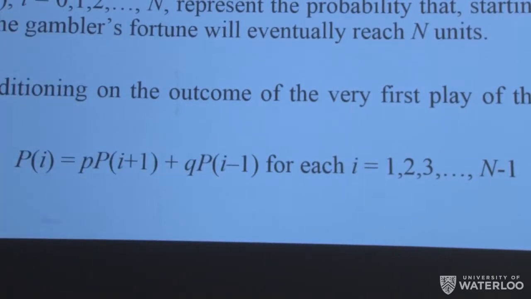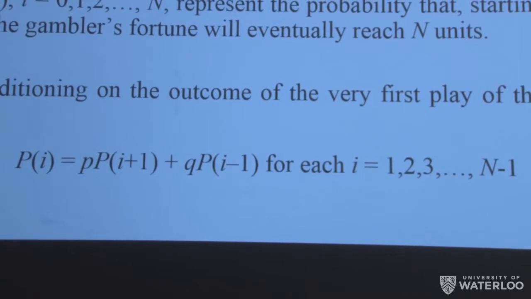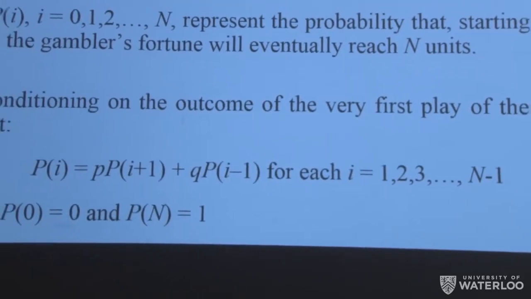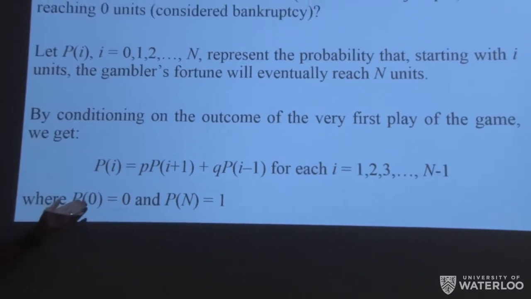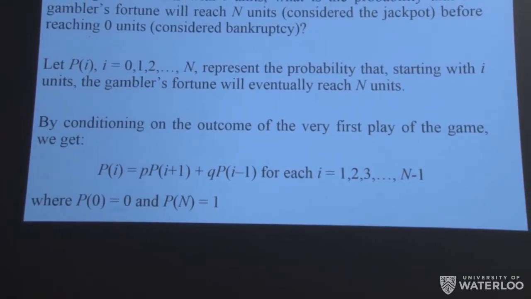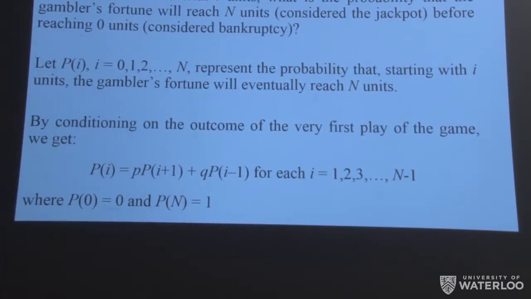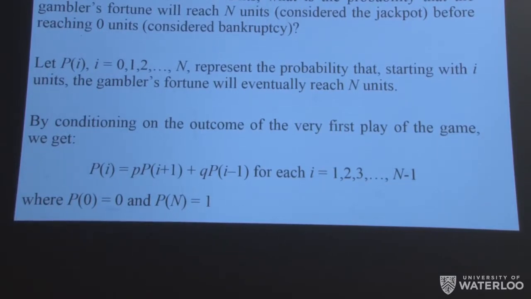Now, I've purposely excluded the two boundary cases, which are 0 and capital N, because those are easy to handle. Obviously, if you start off with nothing, then the probability that you end up with the entire jackpot is 0. Conversely, if we start with the entire jackpot, why are we going to bother playing anymore? The probability of winning the entire jackpot is 1. So those are our two boundary conditions.